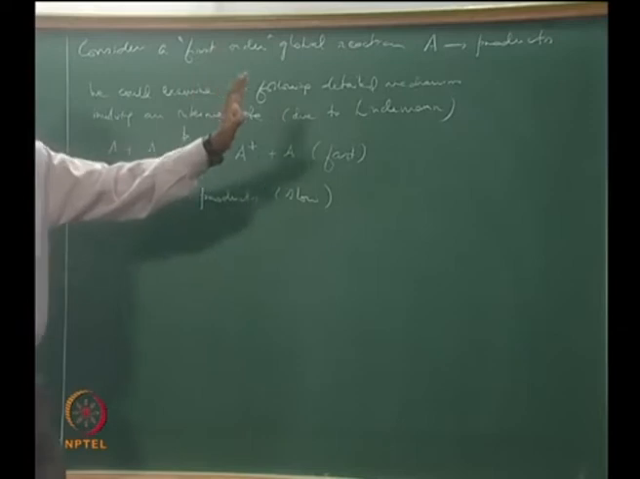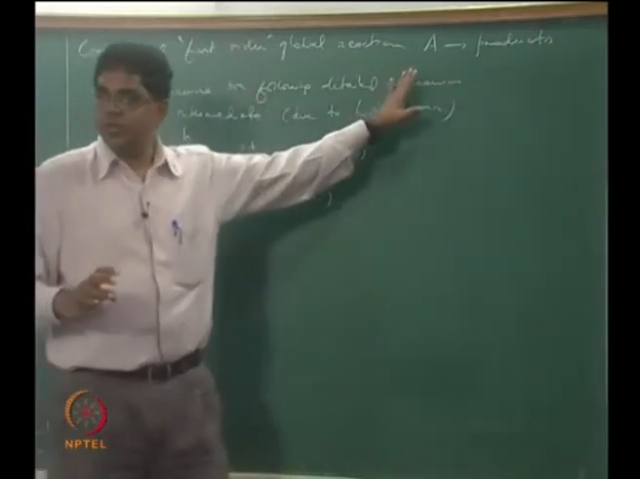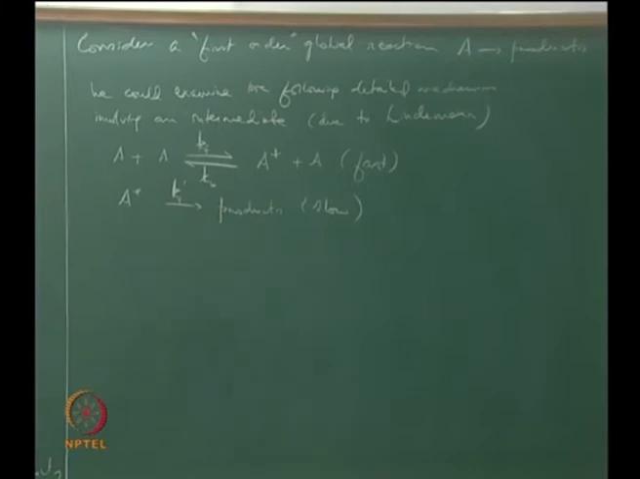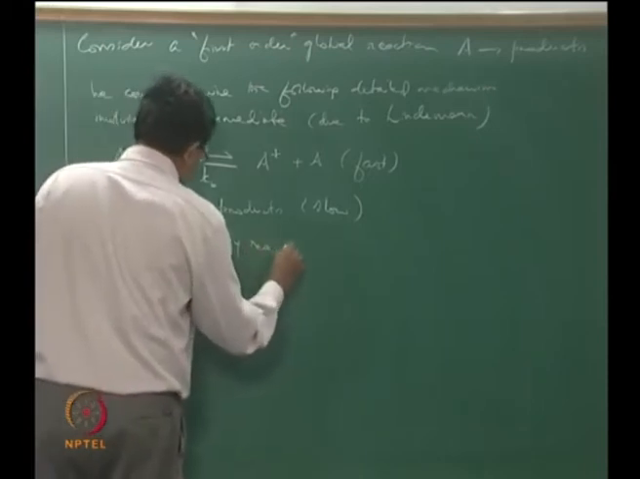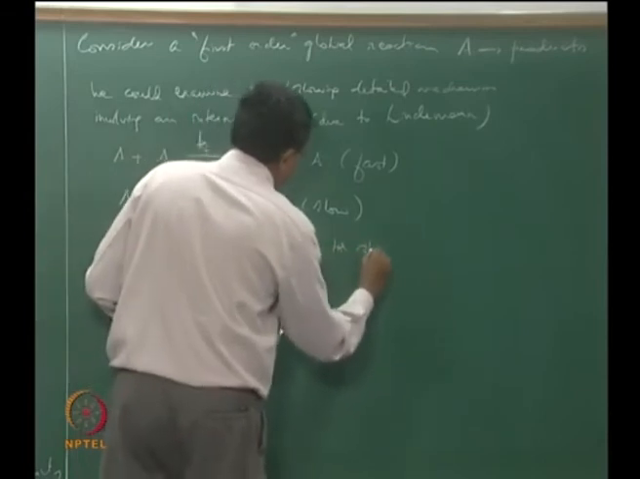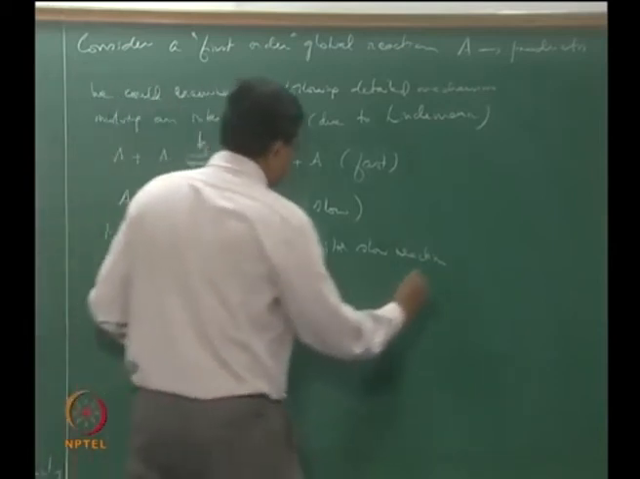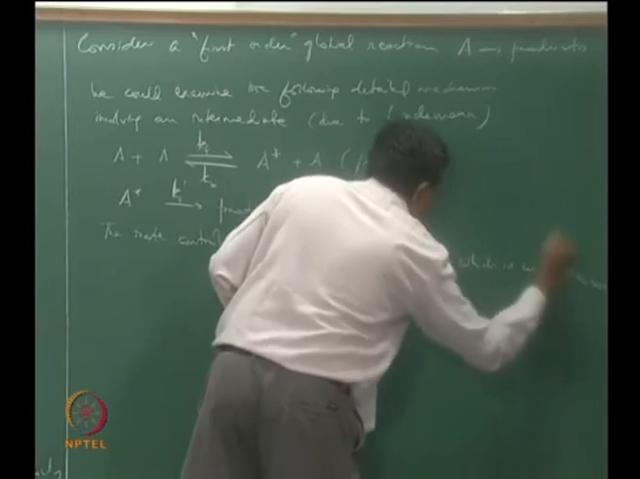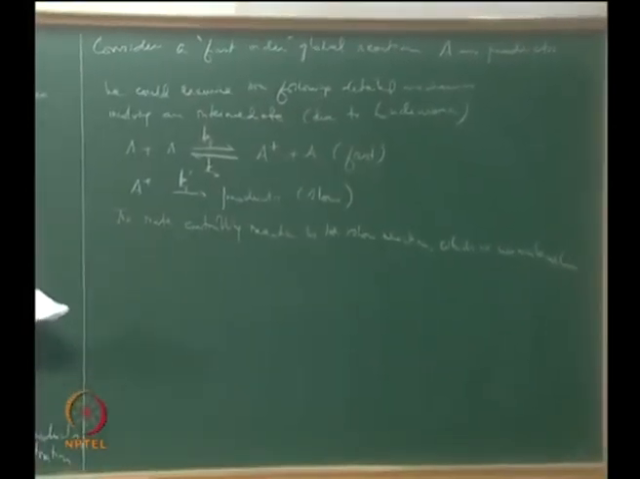order. Now think about this, what would be the order of the global reaction A giving products? That is what is supposed to happen. And all this is details that are happening in reality. So let us now think about how to deduce this. So the rate controlling reaction is the slow reaction, which is unimolecular. A star giving products is a unimolecular reaction.